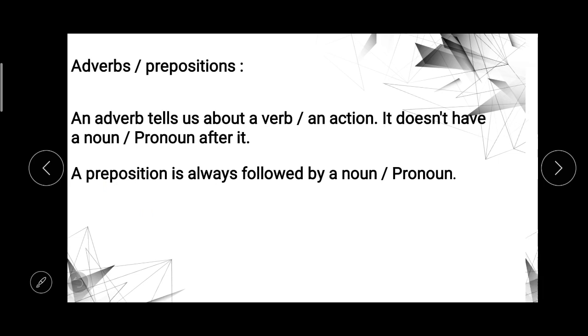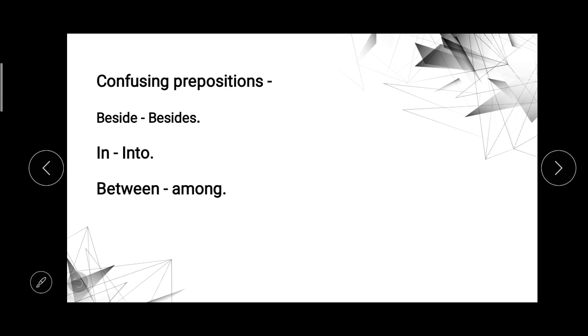Now students, we have some confusing prepositions, means you may get some confusion between them as they are almost similar, and they are beside, besides, in, into, between, among. So to eliminate your confusions among this, let me show you the uses of these prepositions.